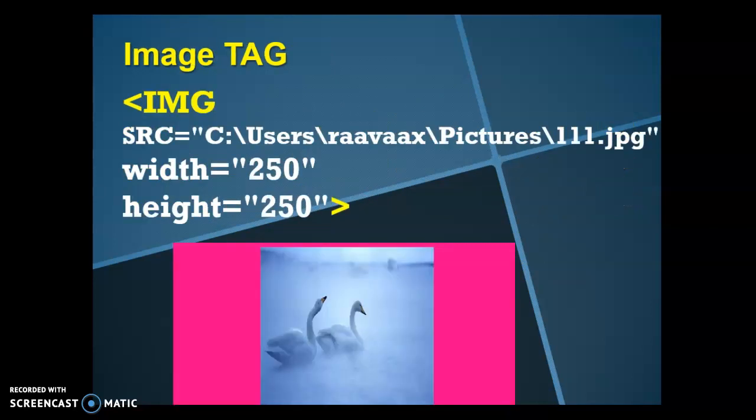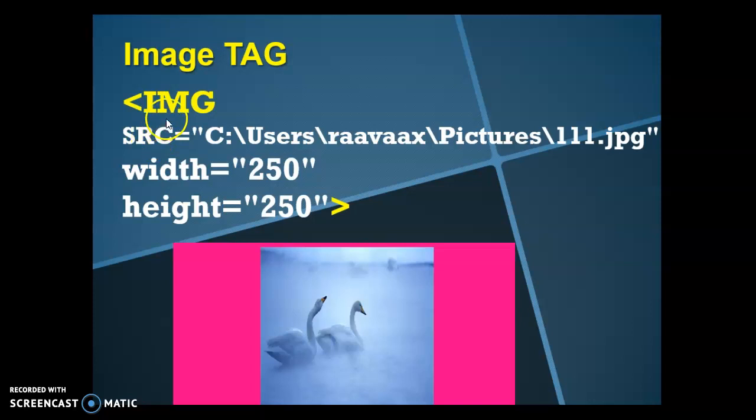Coming to the next one, if you need to include any image, you can use the img tag, where the attributes are src, width, and height. Sorry, I forgot to tell about attributes. Attributes are extra facilities or extra properties which can be provided to customize the tag.